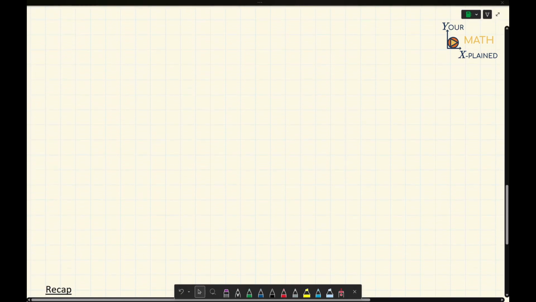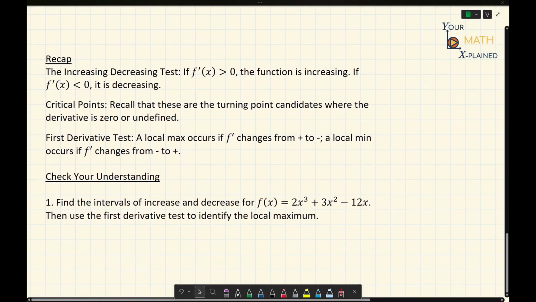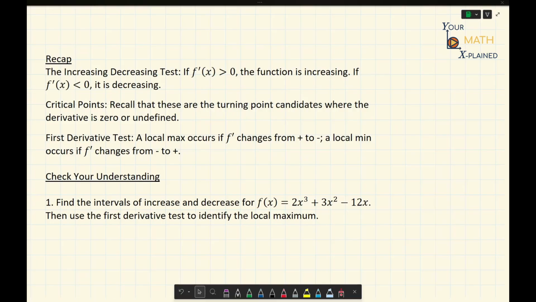And now let's do a quick recap of what we covered in this video. We went over the increasing-decreasing test, which says that if the derivative is positive, then the function is increasing, and if the derivative is negative, then it's decreasing. And we linked it back to critical points, which were introduced a couple videos ago. When we introduced critical points, we said that's when the derivative is 0 or undefined, and that those are potential candidates for when the graph could change direction.